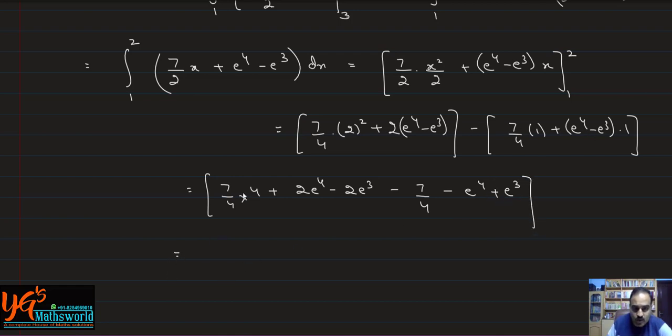Okay, so 4 times 7 by 4 minus 1 times 7 by 4, so it will be 3 times 7 by 4, plus 2 times e raised to 4 minus 1 times e raised to 4, so it will be e raised to 4, minus 2 times e cube plus e cube, so it will be minus e cube. Result will be 7 3 is 21 by 4 plus e raised to power 4 minus of e cube. This is your left hand side.